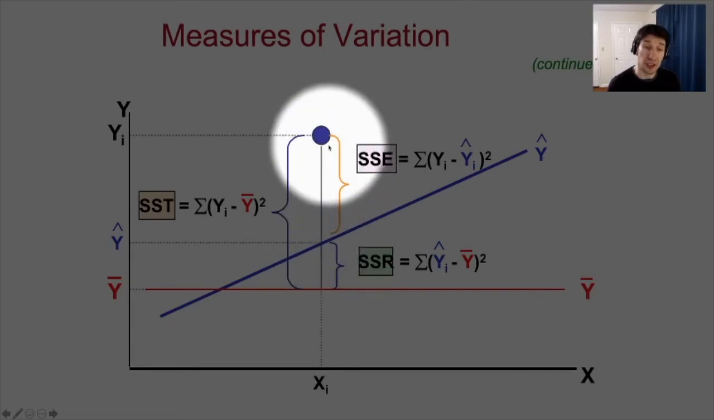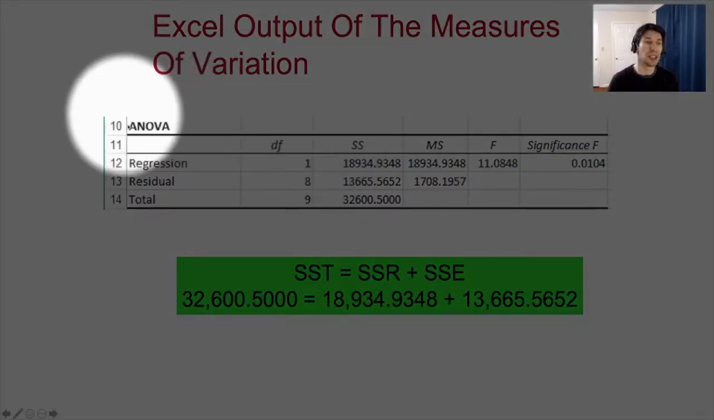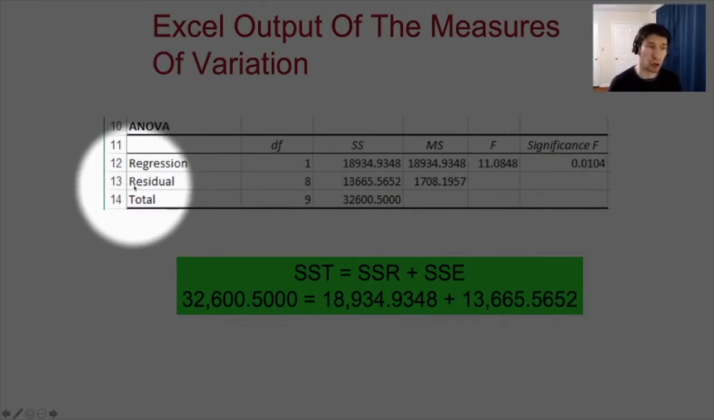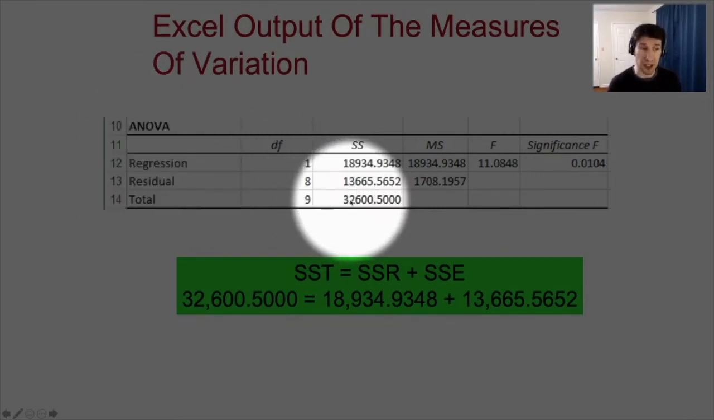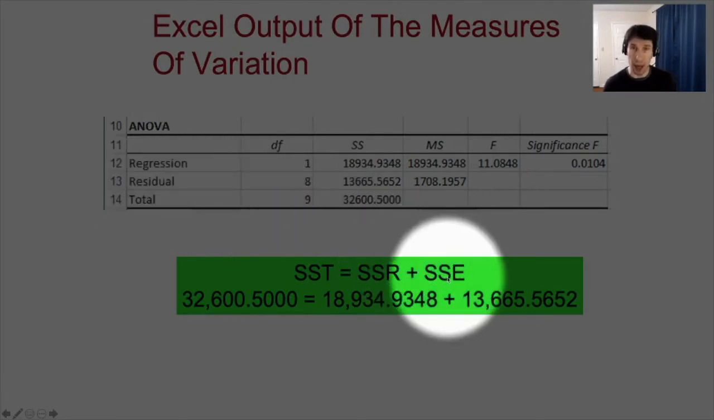This is the error. Now Excel is going to give you these measures of variation in a table that looks like this. That should be familiar because we just talked about ANOVA. It gives you the SST, which is equal to the regression sum of squares plus the residual sum of squares. Excel calls it residual, we call it error. That is the same concept.